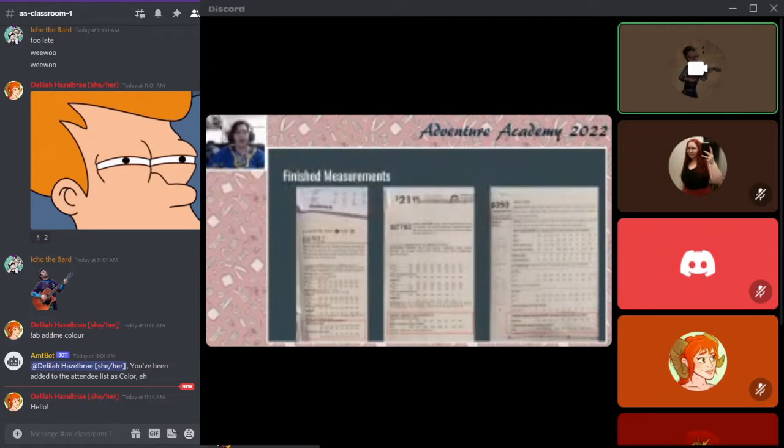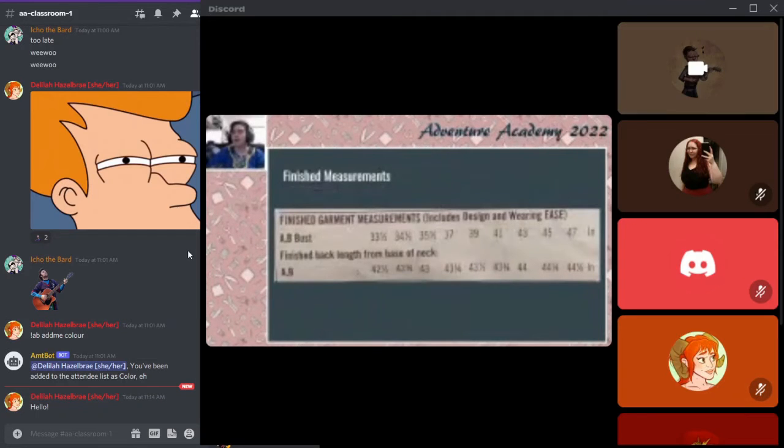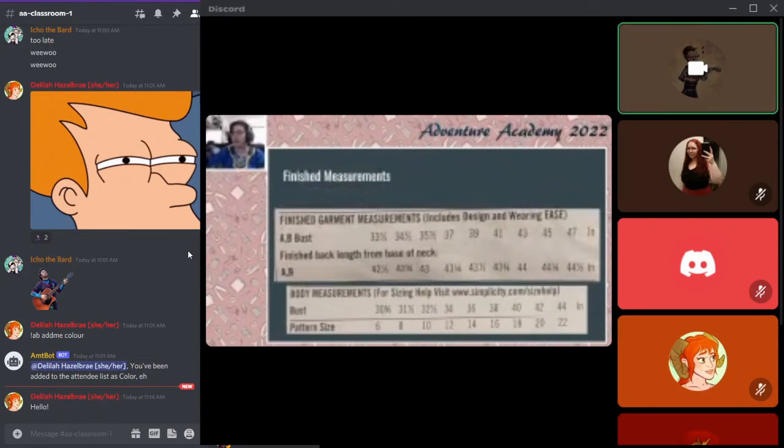So these charts are usually the very last thing at the bottom of the envelope here. These finished measurements are almost never going to be the same as your body measurements for the size you're making. Right along the bottom, the finished measurements on this garment are actually a full 3 inches larger than the bust measurement for each size. So bust for size 6, 30.5, it's finishing at 33.5.